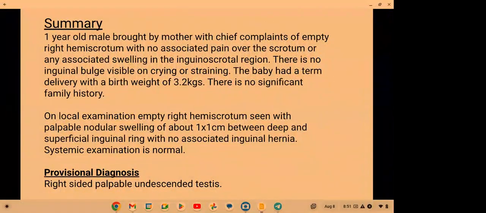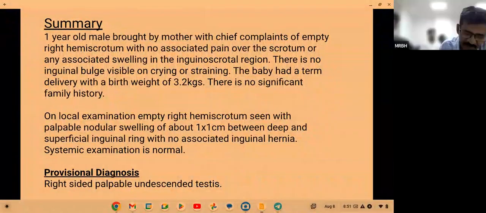So after you have inserted your port, what will you do? You have inserted all the ports. Where will you first look for the testis? First you have to look at the deep ring. What do you see in an impalpable testis? Looking at the deep ring, you get the next decision.